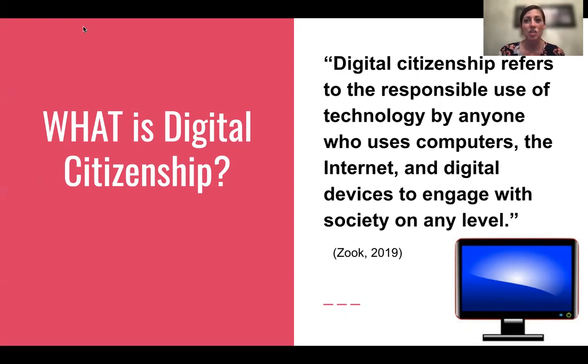But the word citizenship really rung true when it said engaging with society. So just like being a normal citizen, that's the same thing translating to digital citizenship. You're engaging with society through a digital platform.